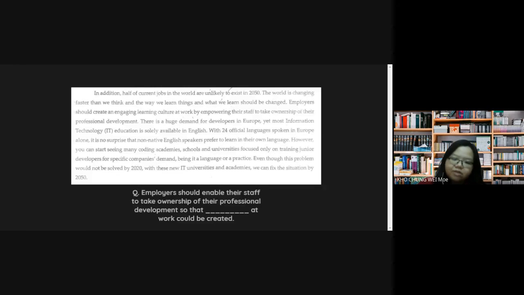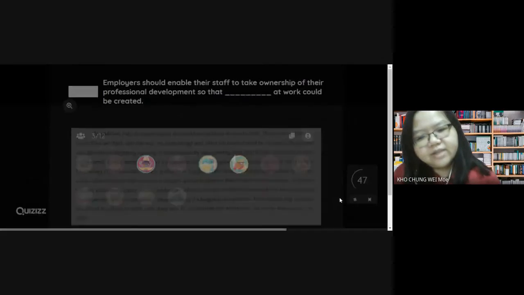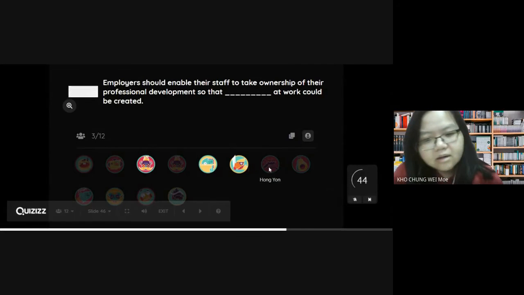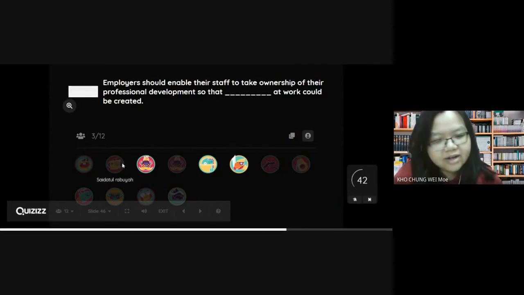Try to find the word employers. Try to find the word professional development, ownership of the professional development. The answer is there. But like I said, the question is a paraphrase of the text. So you need to identify the correct phrase to fill in the blank. Okay, Darren, Hong Yong, Shafika, Rabuya, Yezi, King Kong.